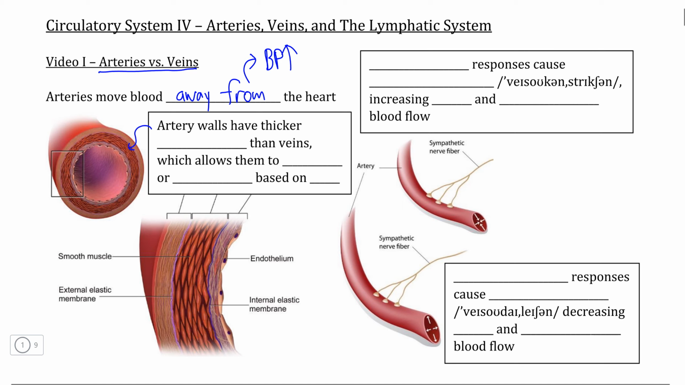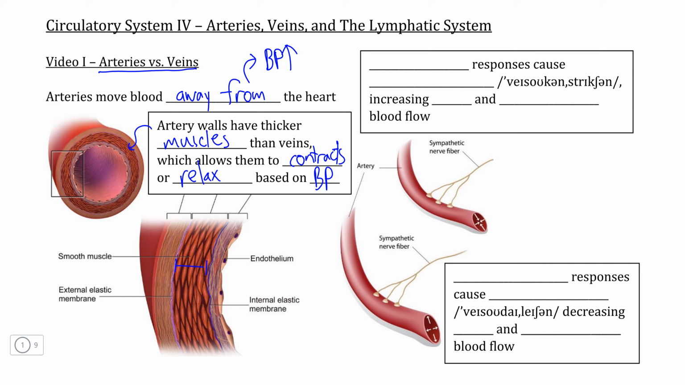This is because the overwhelming majority of the tissue that an arterial wall is made of is actually muscle tissue. So all of this tissue in here is muscle, and this is what allows arteries to actually contract in order to get smaller, or in order to make the diameter narrower, or to relax in order to make their diameter wider, and both of these are done based on blood pressure. So what exactly does this mean?